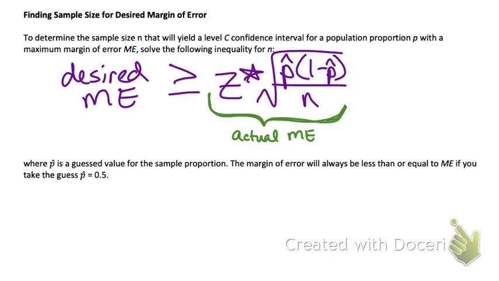So here's what you're going to do. The margin of error that you desire will always be less than or equal to the actual margin of error if you use p hat of 0.5. Why that? Because it's half. It's the midpoint. If I go one side, the margin of error would be too big. If I go the other side, the margin of error would be too small. So if I go smack dab in the middle and use 0.5, then that's going to be the exact perfect estimate, okay? So that's what we're going to go with.